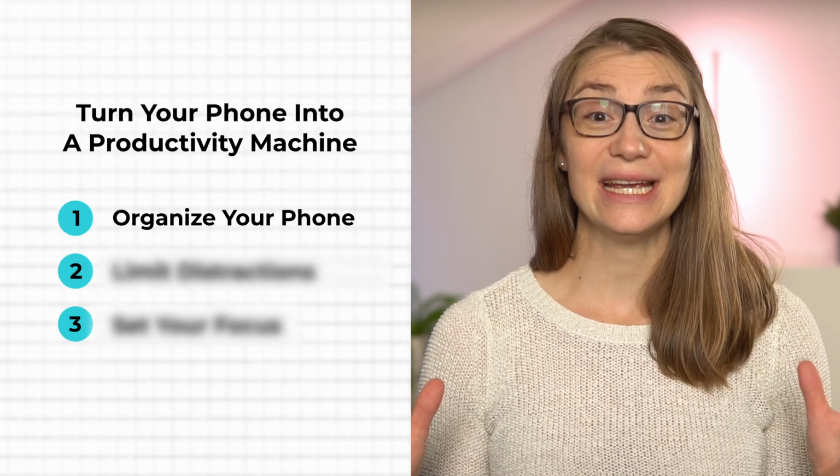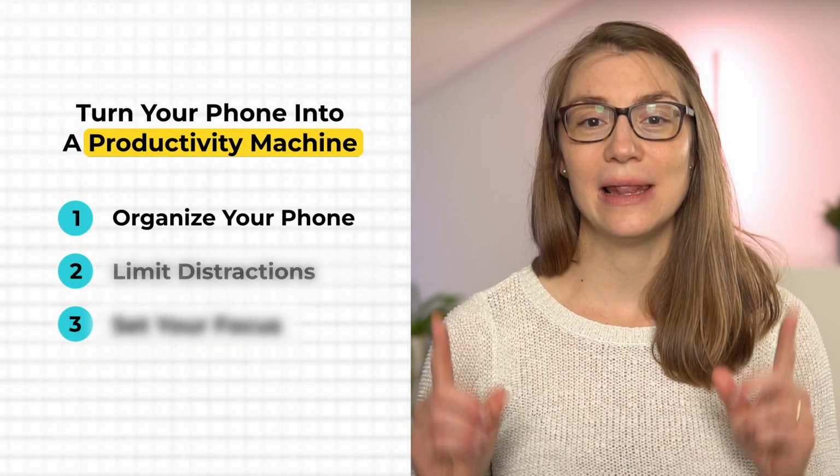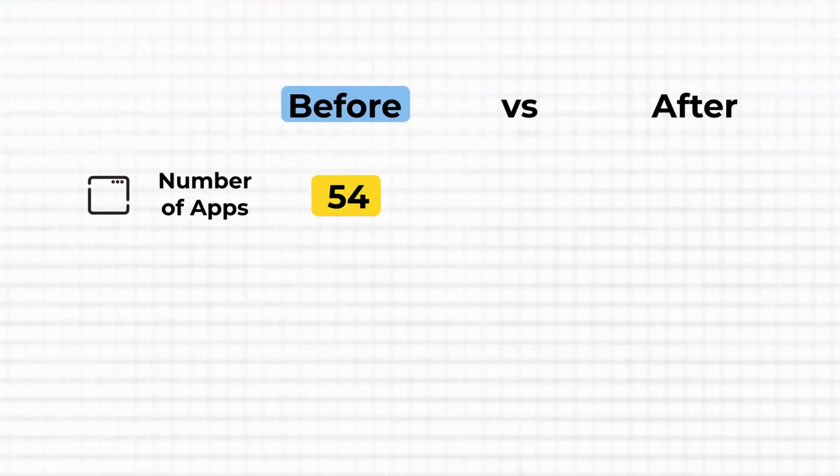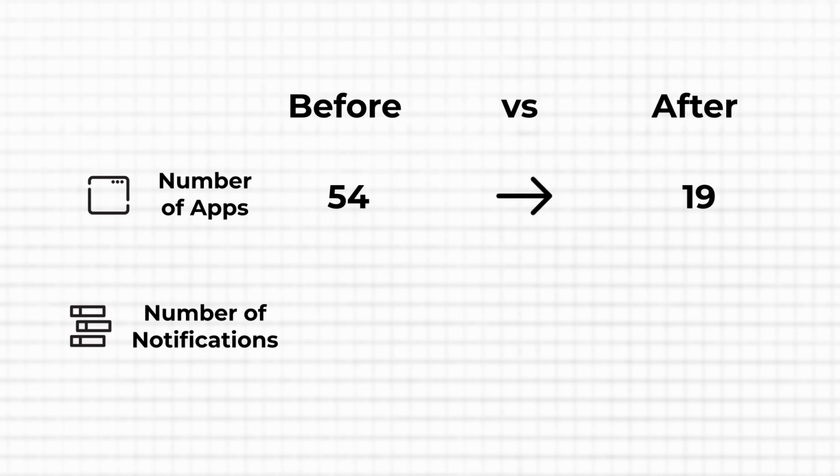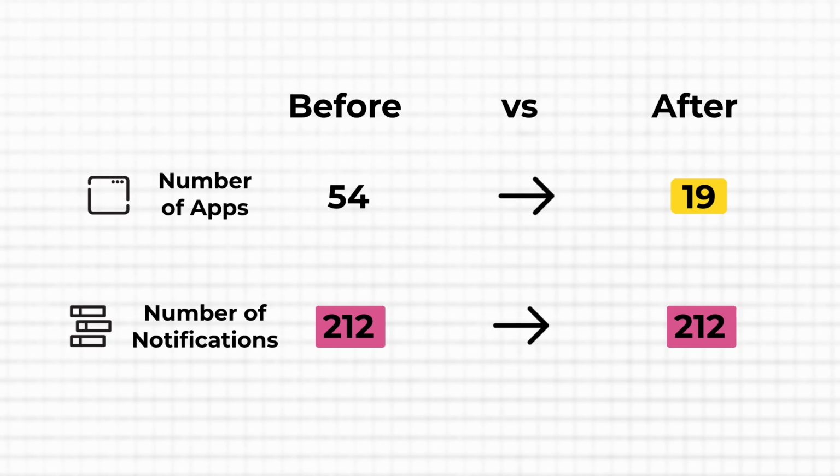Having decluttered your phone, it's time to limit distractions. Because it does not help if you have gone from 54 apps down to maybe 19, but have only deleted the ones that have never been distracting you. This might mean that the number of notifications and pop-ups you're getting is still the same because they all come from those 19 most important and remaining apps.